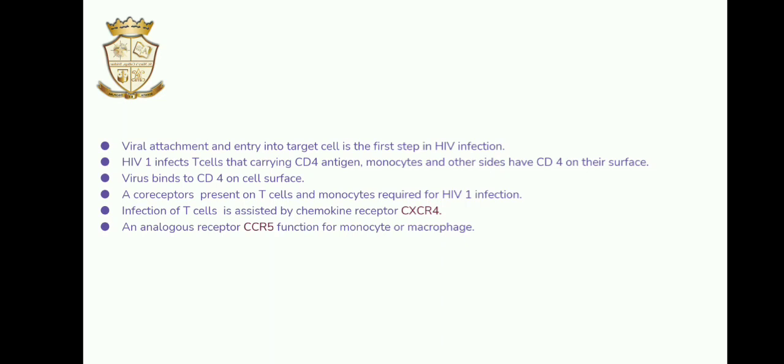Let's see the steps in HIV infection. Viral attachment and entry into the target cell is the first step in HIV infection. HIV-1 infects T cells that carry the CD4 antigen; monocytes and other sites also have CD4 on their surface. The virus binds to CD4 on the cell surface. A co-receptor present on T cells and monocytes is required for HIV-1 infection. Infection of T cells is assisted by the chemokine receptor CXCR4, and the analogous receptor CCR5 functions for monocytes or macrophages.